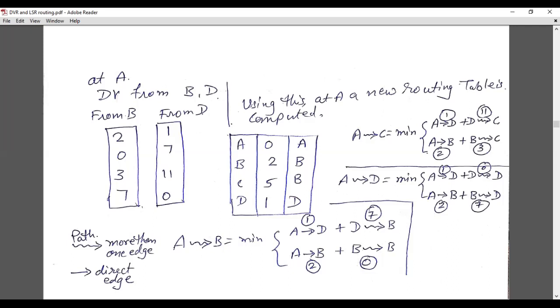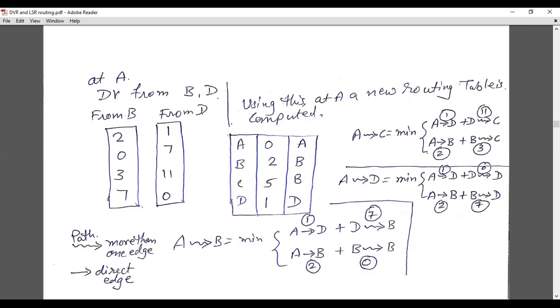And then there is a path from A to B, then B to C, and then C to D. But see, B to D is also there, which is of 7. Instead of going for 11 plus 3 plus 2, there is a path from B to D which is saying 2 plus 7, right? So 2 plus 7 will give you 9, and A to D is 1. So the minimum is 1.